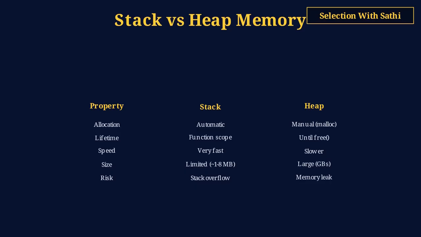The heap is for manual allocation. You allocate with malloc and release with free. Heap is much larger but access is slower. Stack variables are automatically destroyed when the function returns. Heap variables persist until you explicitly free them. Stack overflow happens with too many recursive calls or huge local arrays. Heap fragmentation happens after many small allocate and free cycles.